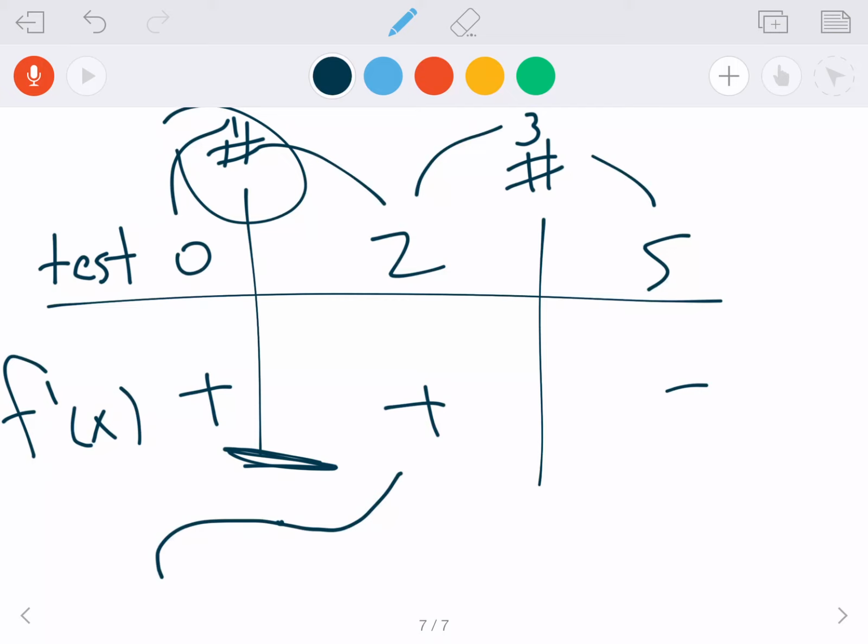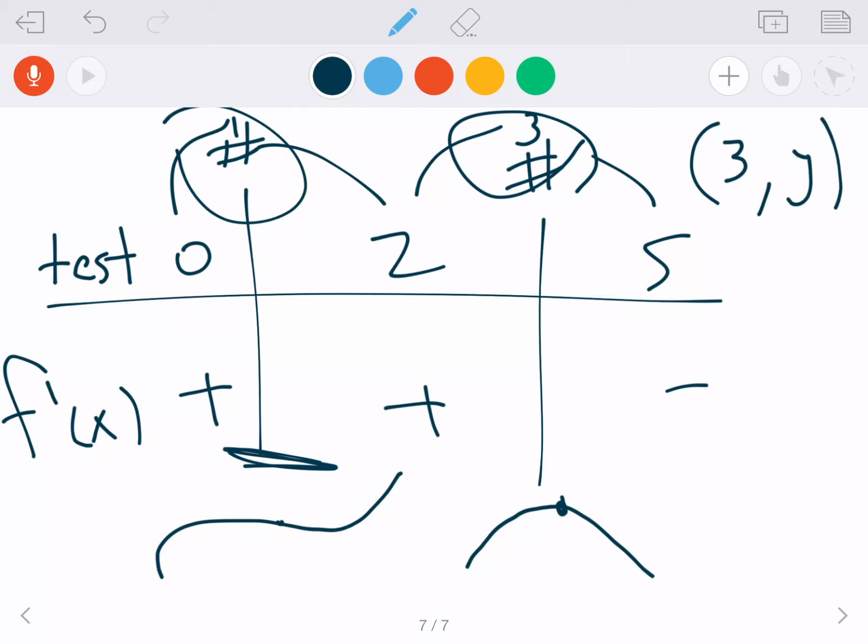If my function goes from increasing to decreasing, I know I have identified a relative maximum, and I know that's now the x-coordinate. I can plug that into f of x, and I can get the y-coordinate, whatever that happens to be. And I know I found a relative max. If your graph goes from negative to positive, you know you've identified a relative minimum.